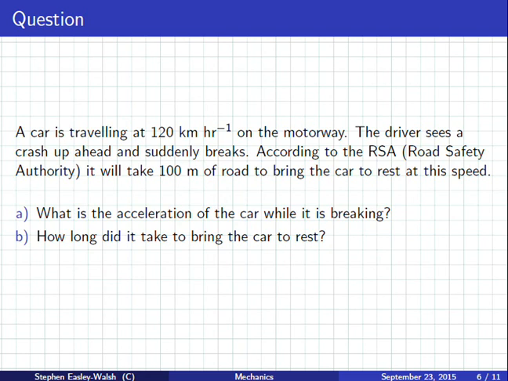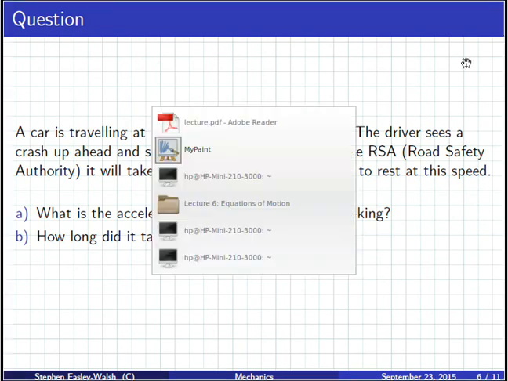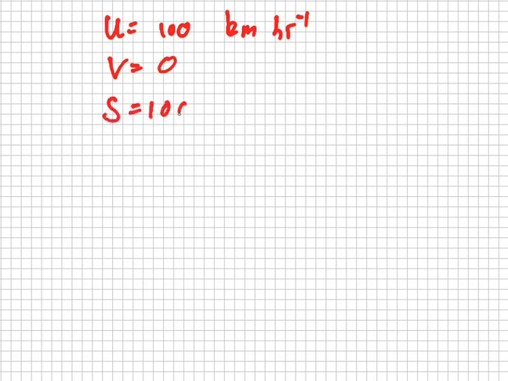120 kilometers per hour. Do we know the V? 0, good, yeah. Do we know the A? No. Do we know the T? No. Do we know the S? Yeah, 100. So let's write that down. U is 100 kilometers per hour. V is 0. S is 100.